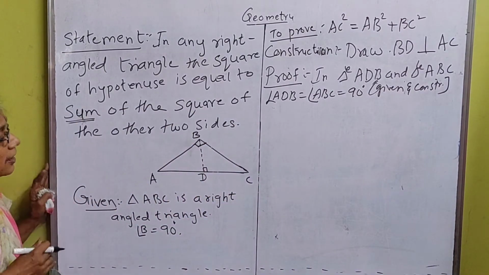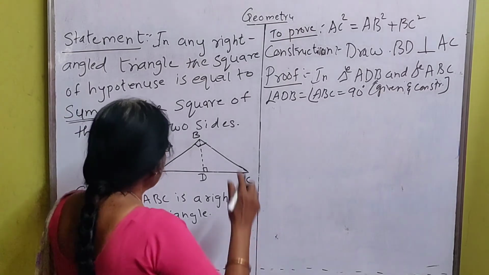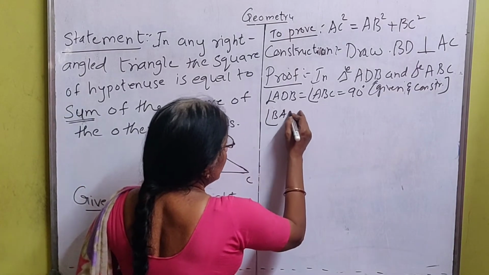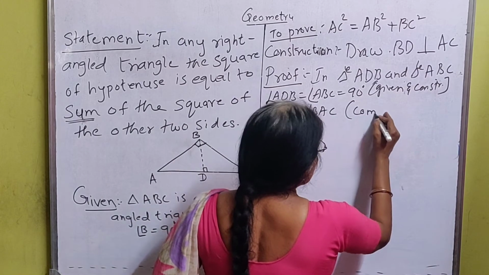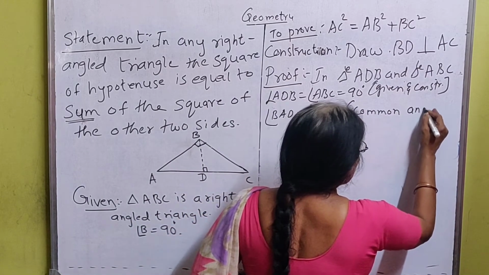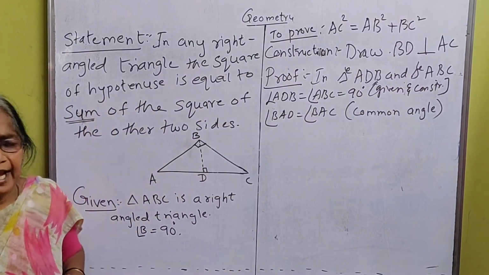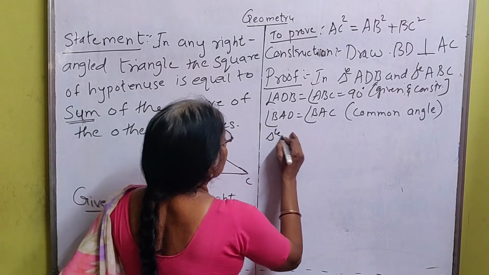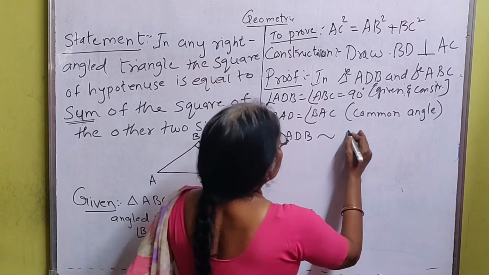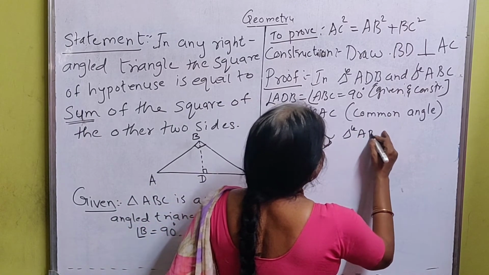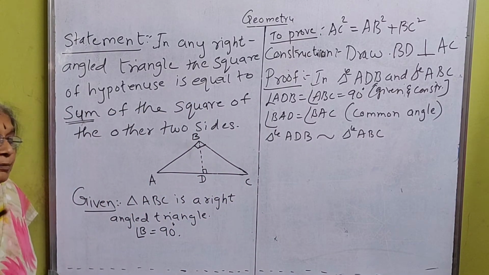Now, the second angle. Just now I told you, A and A are corresponding to each other. So there is a common angle. Which is the common angle? Angle BAD is equal to angle BAC. So it is a common angle. I got it. So no need to go to the third angle. So I can prove that triangle ADB is similar to triangle ABC.